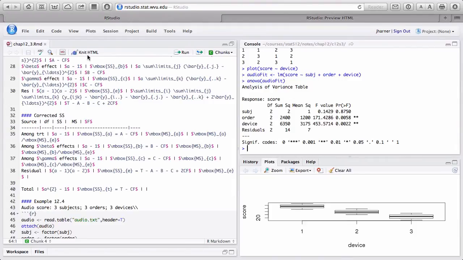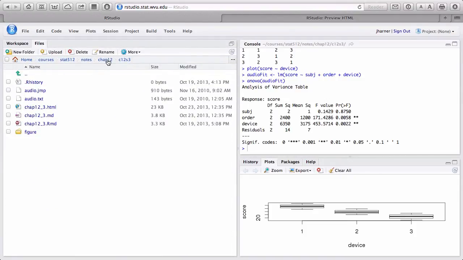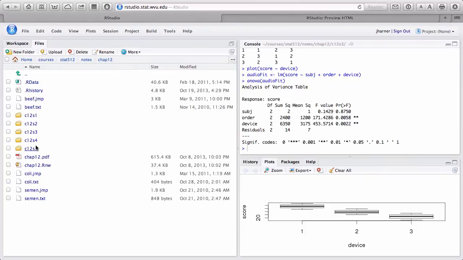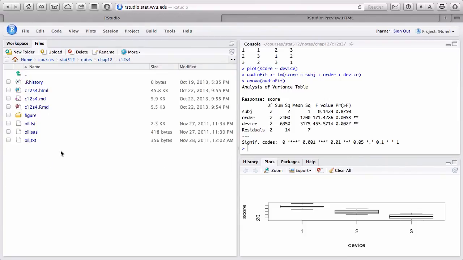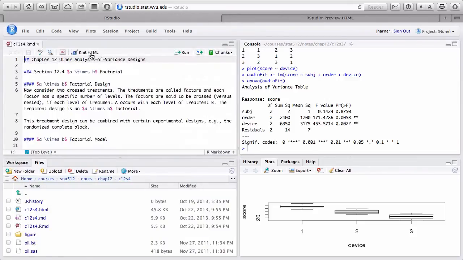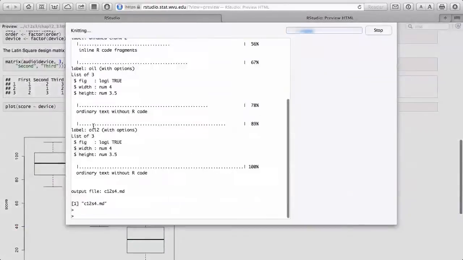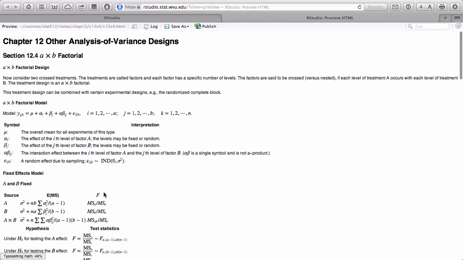I want to just introduce today, and I'm going to come back particularly to the block design and show you a few things more. But the main way I'm going to show you this stuff in terms of the model matrix is based upon, and I haven't given you this yet, section 4. Let me go ahead and knit this. Section 4 deals with what's called the a by b factorial.